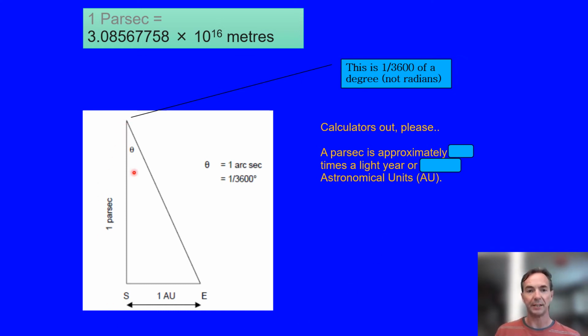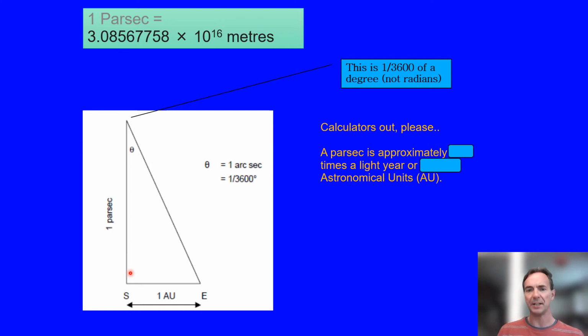So 1 parsec is the distance at which 1 AU, remember that's the distance from the Earth to the Sun, hence SE, subtends 1 arc second. And 1 arc second is 1/3600th of a degree. So I'll say that again. 1 parsec is the distance at which you recede that 1 AU into the distance, and that's when it subtends 1 arc second. So get your calculators out.